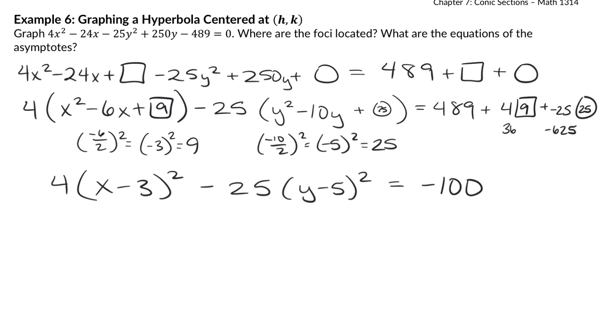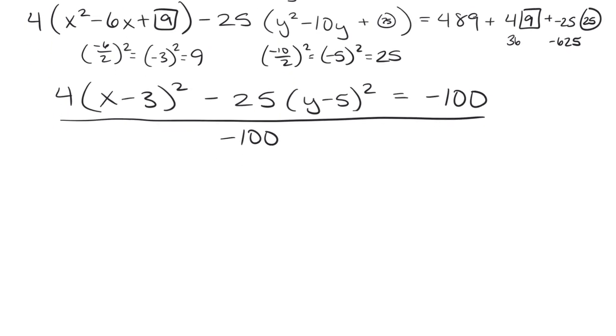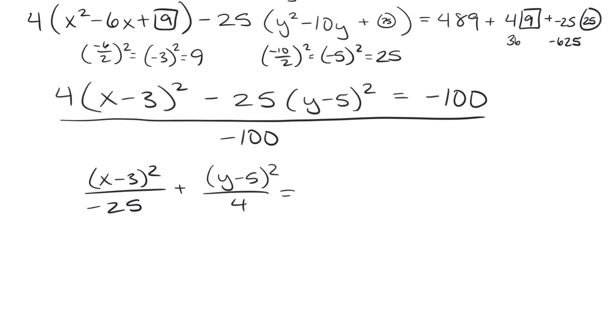That's so satisfying. Now, this doesn't look right, though, because what should these equations be equal to? 1. So what do I need to divide everything by? Negative 100. Some interesting things happen in this problem when you divide by negative 100. What is 4 divided by negative 100? Negative 25. So I'm going to have x minus 3 squared over negative 25. What is negative 25 divided by negative 100? Positive 4. Interesting. Hang on with me. And negative 100 over negative 100 is 1.